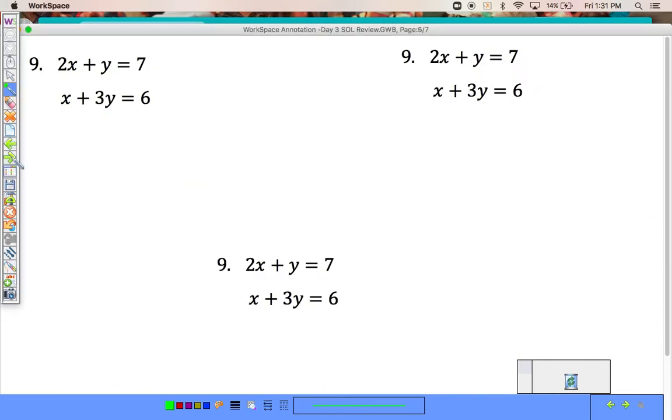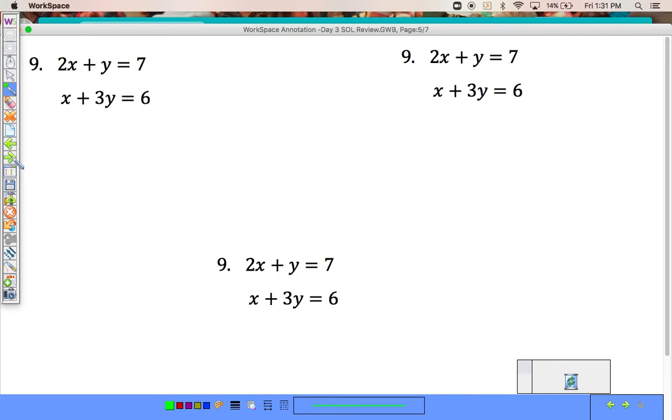All right, last one we're going to do 3 times because that's what we did when we did this lesson. We solved it 3 ways. All right, this is a system of equations: 2x plus y equals 7, x plus 3y equals 6. So what we're going to do, 3 different ways. First way is we're going to graph.